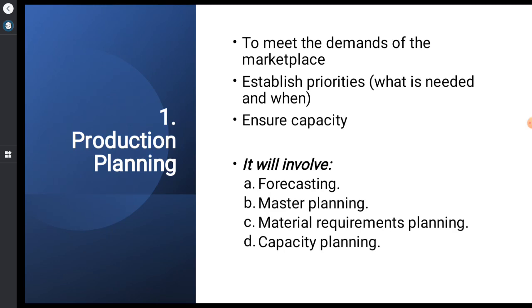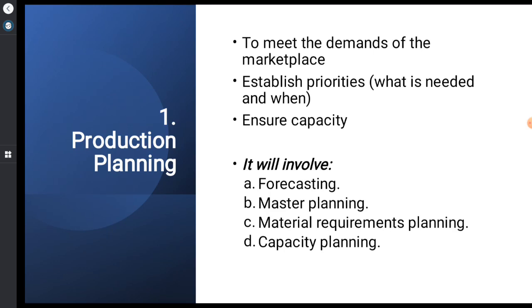And by priorities we mean what is needed and when, which model to produce, and during how many months, or we are planning for the next whole year. So we need to make sure we know the quantities and the timing of the products we need to produce.